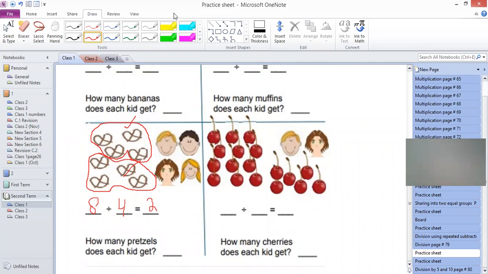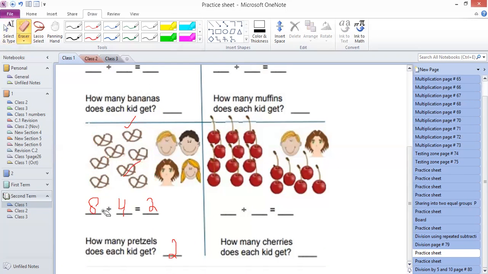Welcome. Yes, guys, the pretzels were 8. You have to divide into 4 groups. If you don't know the table of 4, then you can make groups: count 4. Because you are dividing into 4 groups, count 4, make a group. Make a group of 4. So there will be 2 groups of 4. That's why you will say that each will get 2 pretzels if you divide into 4.